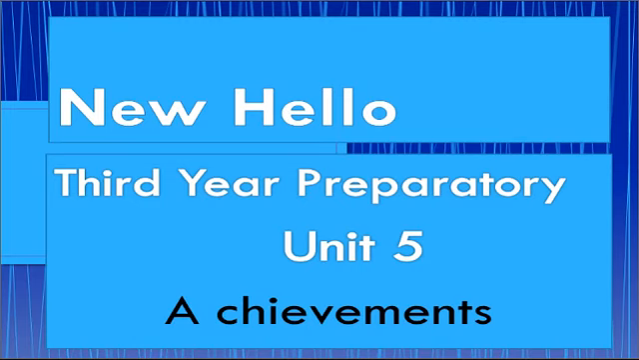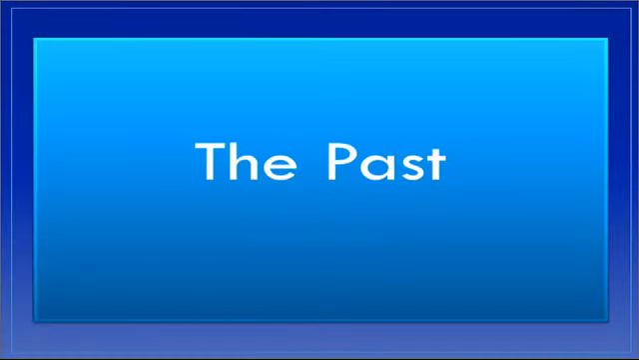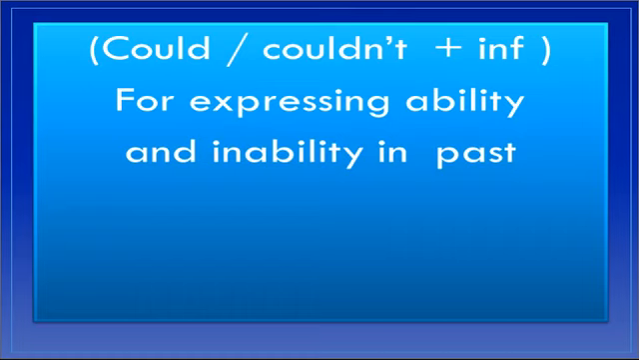Today we are going to discuss the grammar of Unit 5 for the third year. Okay, the grammar of Unit 5 is talking about ability and inability. We express ability and inability in the past using could or couldn't plus the infinitive. هنا هنتكلم عن مقدرة أو عدم مقدرة عمل شيء في الماضي باستخدام could or couldn't plus the infinitive.